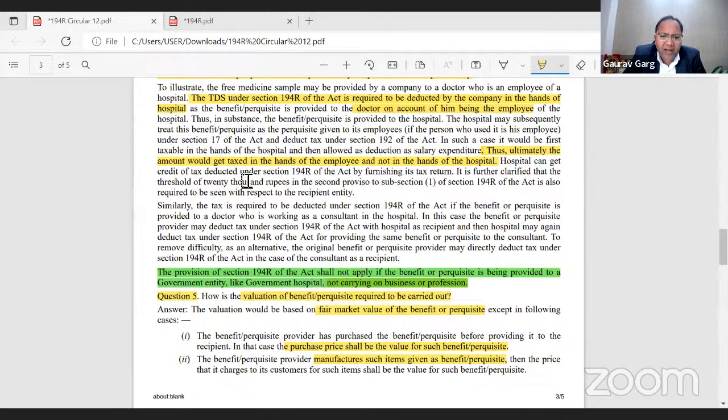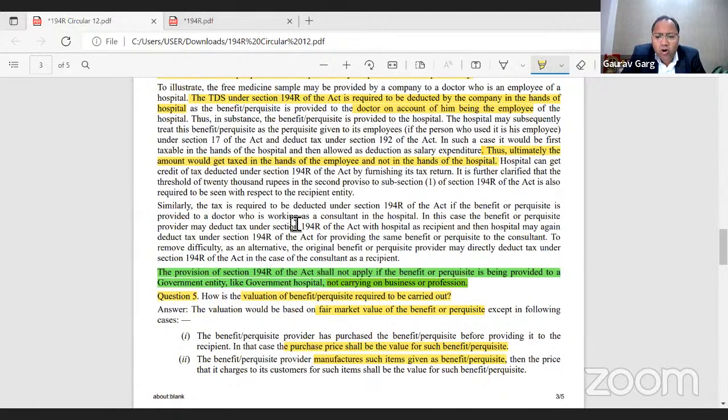Hospital can get credit of tax deducted under section 194R of the Act by furnishing its tax return. It is further clarified the threshold of 20,000 rupees in the second proviso to sub-section 1 of 194R of the Act is also required to be seen. Clearly, we are aware of this.